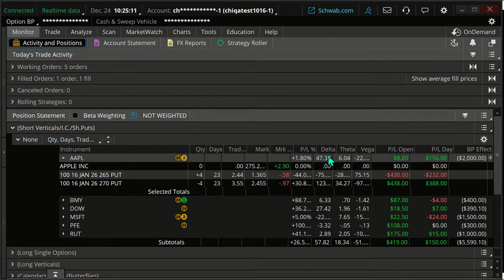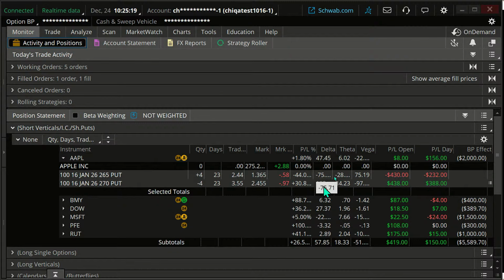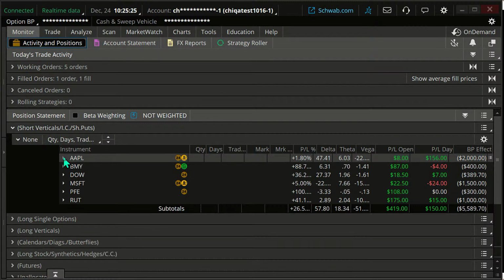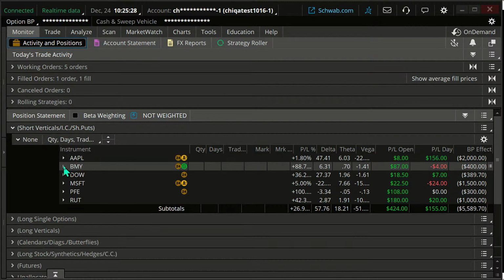One other factor maybe to think about is this. Am I making money day to day based on time decay? Theta positive. Yeah, this is a theta positive trade. We're making money if it does nothing. So we're just going to punt on that one. We're just going to let that sit here for a little bit. Let's go to BMY, okay?